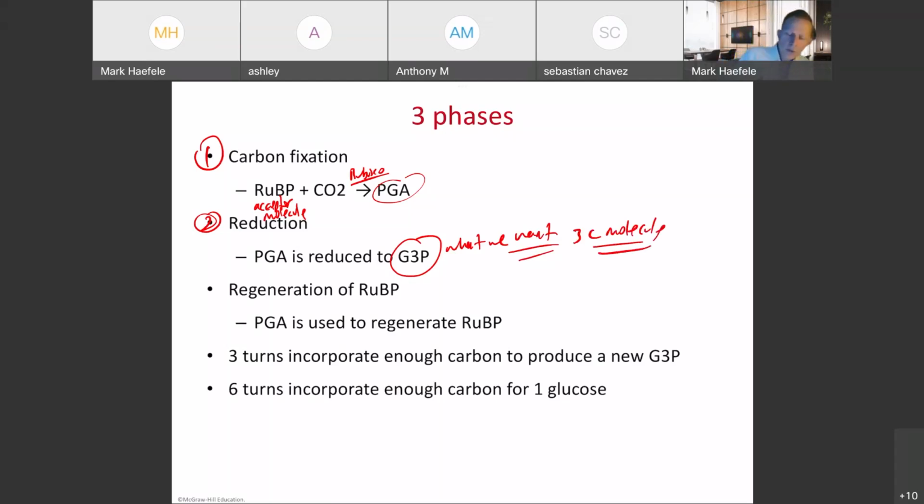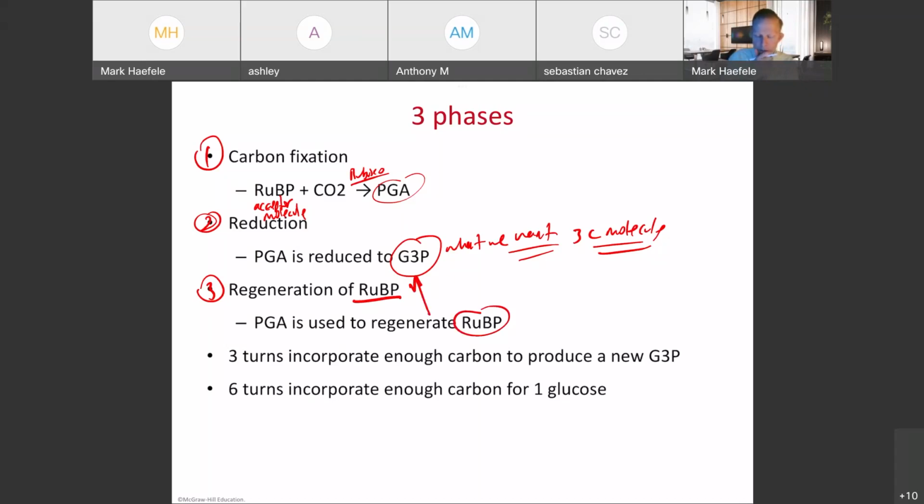The next step then is regeneration. You want to regenerate your acceptor molecule, similar to the regeneration phase of the Krebs cycle, generating oxaloacetate in order to have another acceptor molecule. We do the same thing here. Regeneration of RuBP requires several of these molecules in order to generate an RuBP.